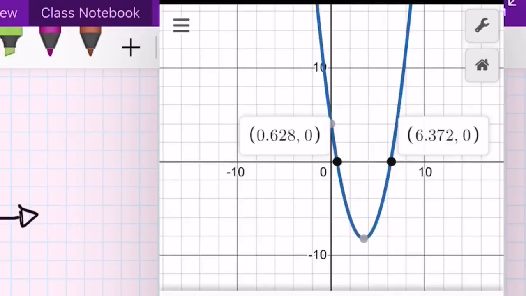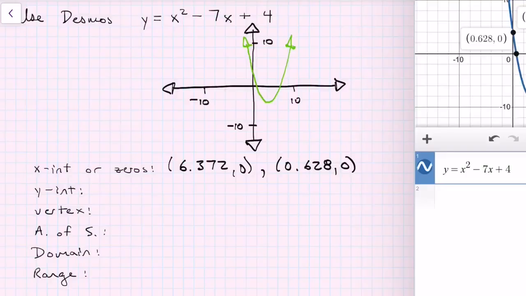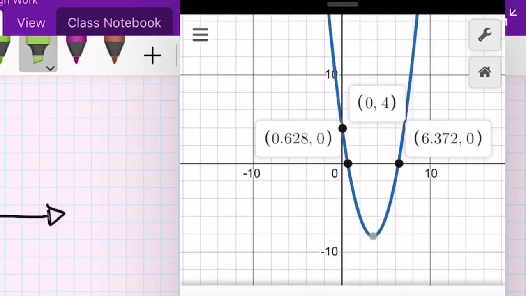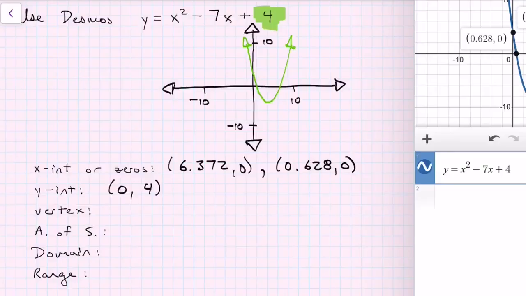Now for the y-intercept, same thing, just go to the graph, tap where the y-intercept is, so just press it with your hand. If you're using a computer, mouse over it and click it, and it gives me the coordinates 0, 4. So there's the y-intercept. Vertex, the exact same thing. I'm just going to tap it with my finger, or again, you can mouse over it and click it, and you get the coordinates 3.5, negative 8.25. Basically any point, even random points, tap the graph and it'll come up with the coordinates.